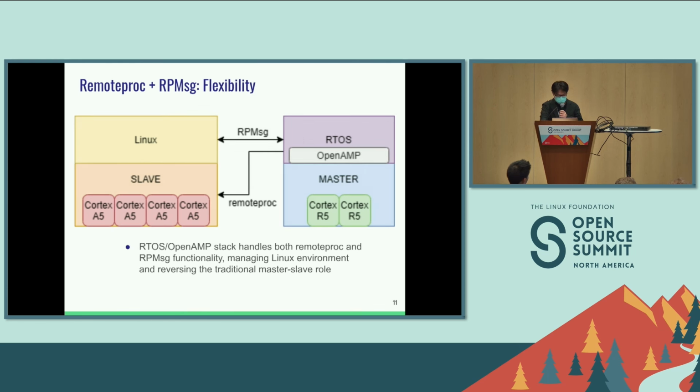Let's take a look at how flexible OpenAMP really is. In this setup, an RTOS running on the Cortex-R5 cores equipped with OpenAMP acts as the master, while Linux running on the Cortex-A5 cores takes on the role of the remote.